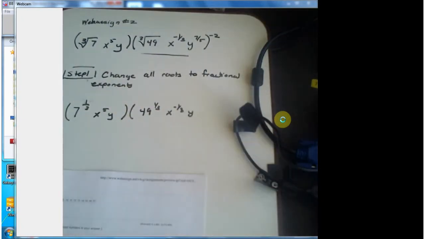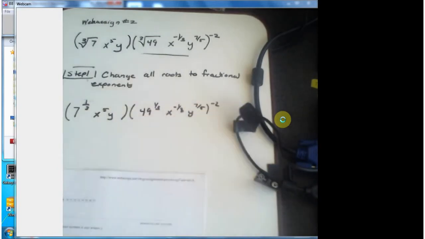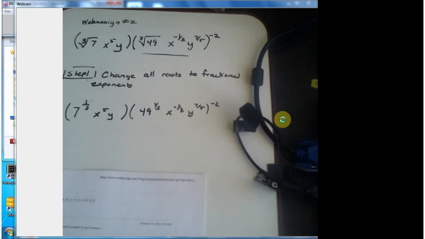It's going to take me a little while to get used to this. Step 2 is to start with the exponents that are on the outside. So I'm just applying the rules. Unlike my PowerPoint, I can't show you the rules at the same time. I can write them on the board, so maybe I'll write them while I'm catching up with my speedy writing.